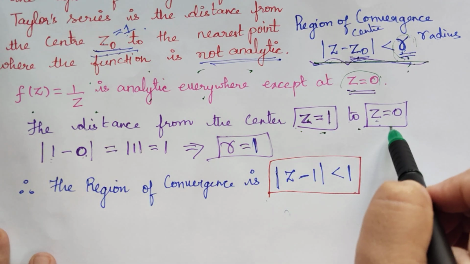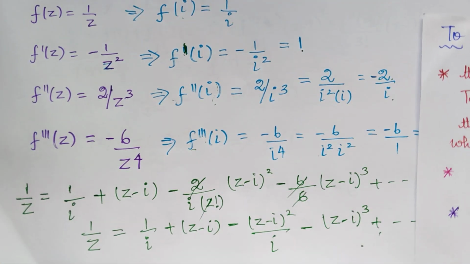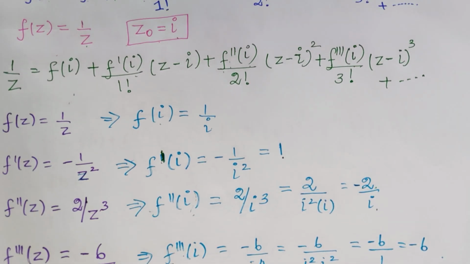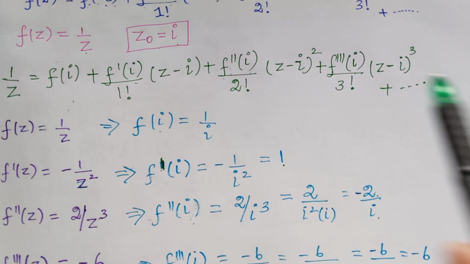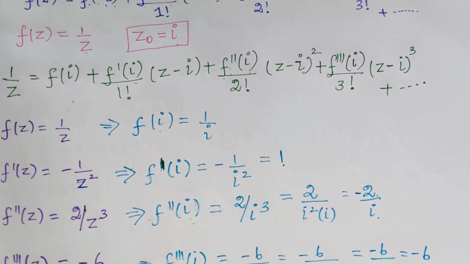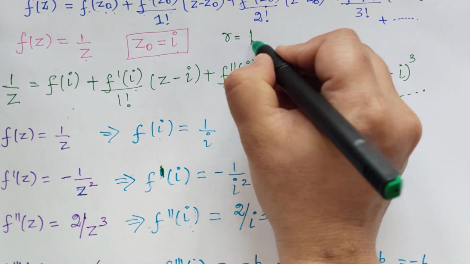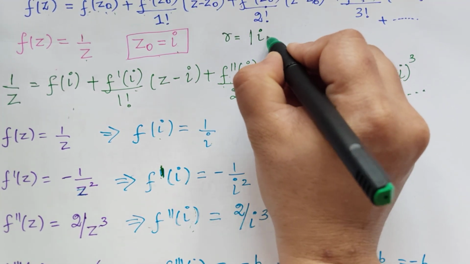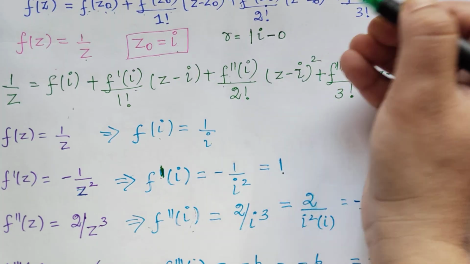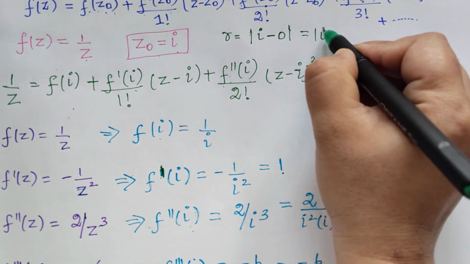Here this was for the previous problem. But here what is z naught in our given function? Here the z naught is i. So r is the distance from i to z equal to 0. So if you see r, the distance r is equal to modulus of i minus 0, z equal to 0 is 0. So that is equal to modulus of i.